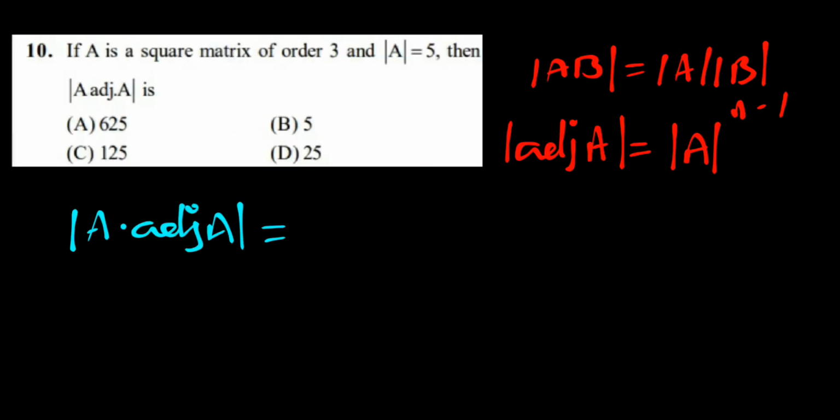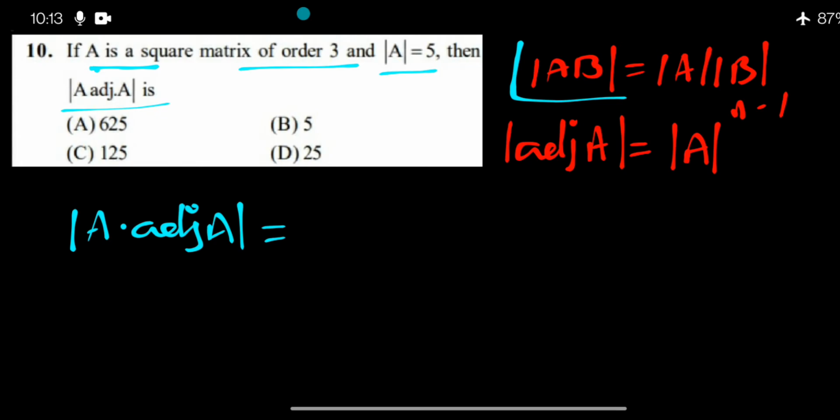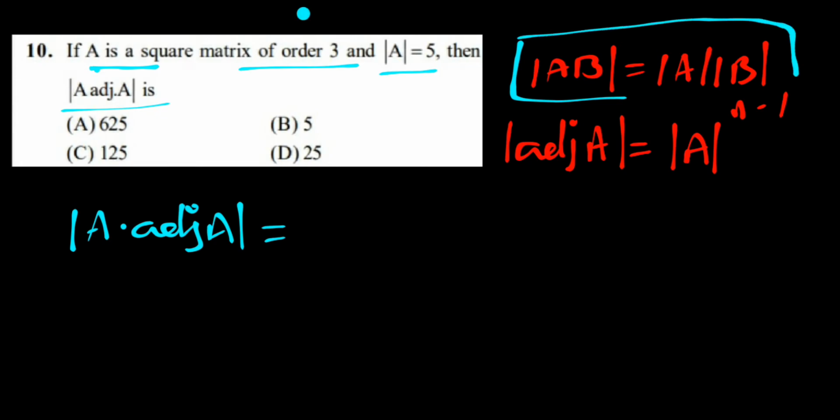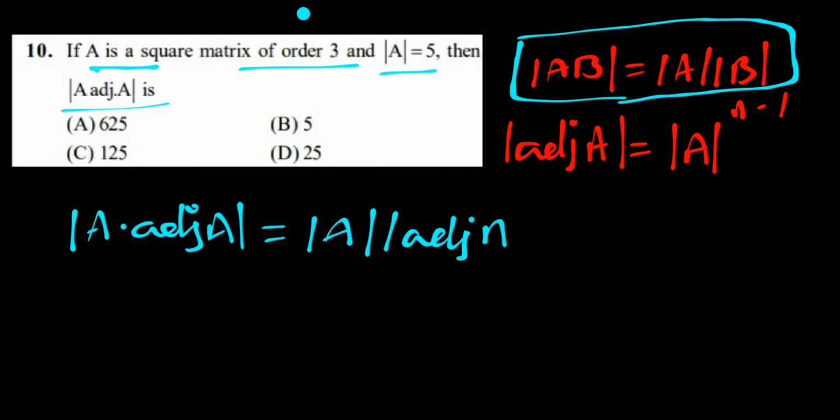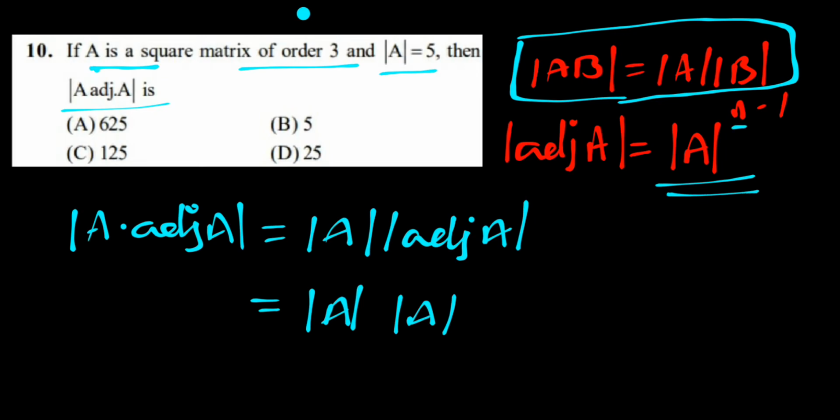Next, problem number 10. If capital A is a square matrix of order 3 and the determinant of matrix A is 5, then we have to find the determinant of A into adjoint A. Here I'll use the first formula: determinant of AB is equal to determinant of A into determinant of B. So here it is determinant of A into determinant of adjoint A. The formula for determinant of adjoint A is determinant of A power n minus 1, where n is the order of the matrix.